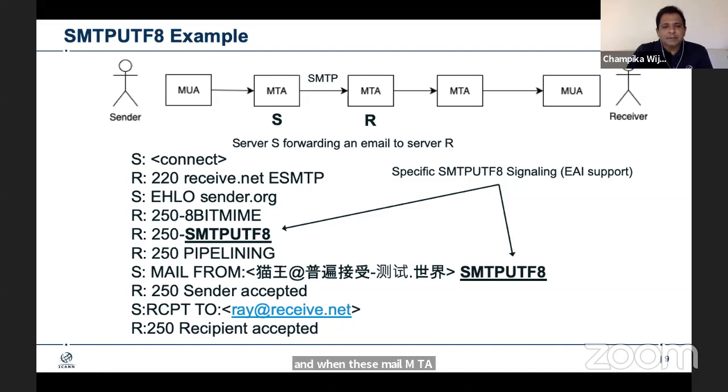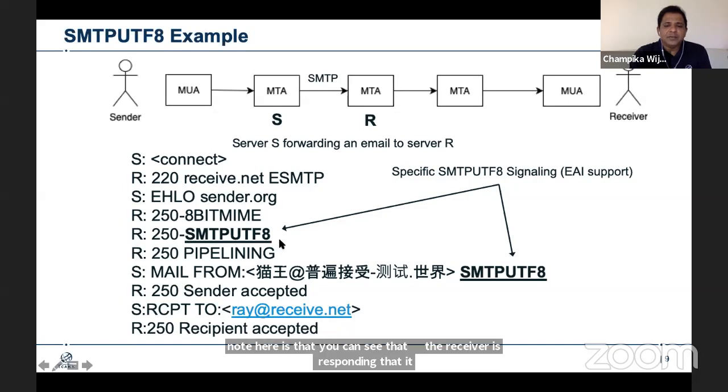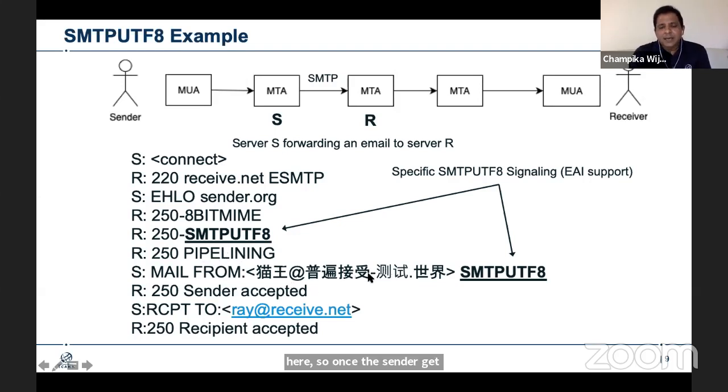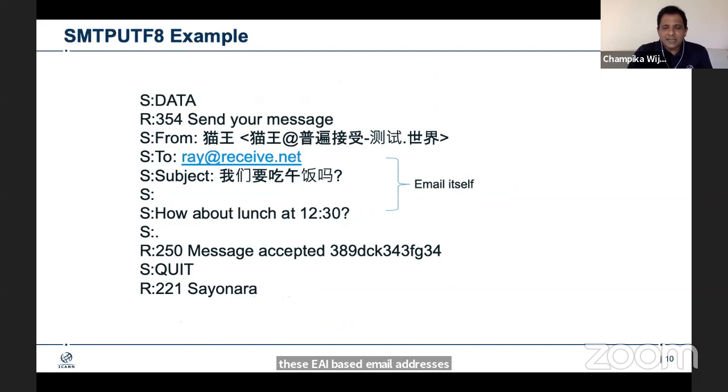signaling that happens between them. One important thing to note here is that you can see the receiver is responding that it can support SMTP UTF-8. So once the sender gets that acknowledgement, it can start sending these EAI-based email addresses, actually. And then the mail headers and the messages can be sent.